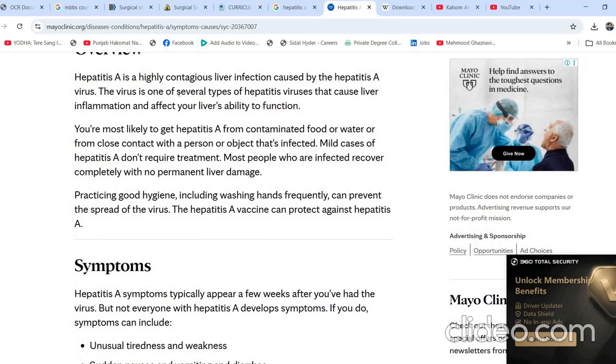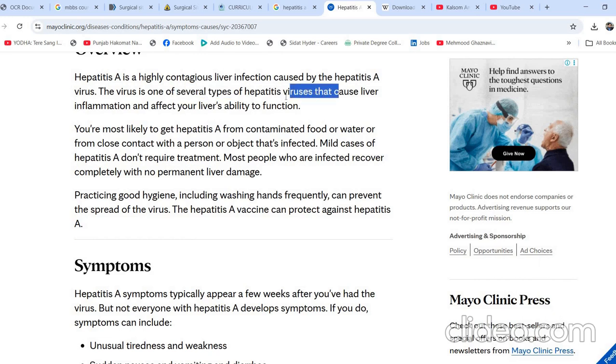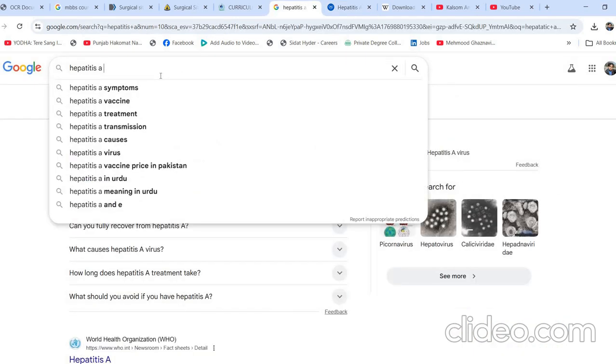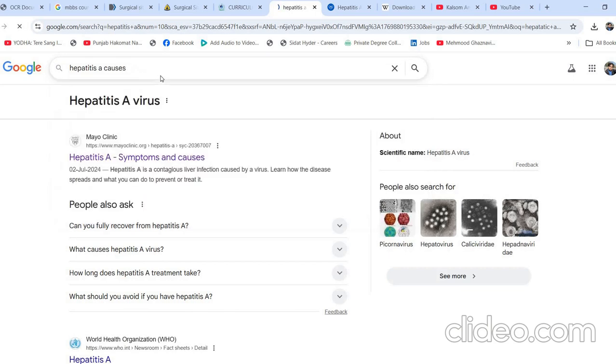Hepatitis A is a liver infection caused by contaminated food. Let's see the causes of hepatitis A.